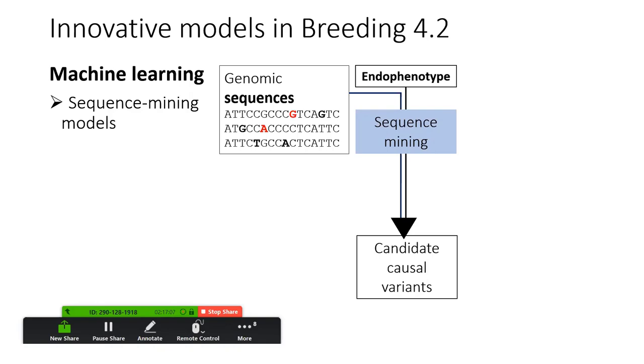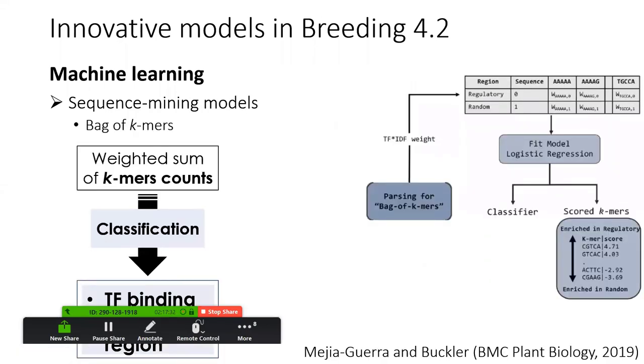And this type of approach could be applied to endophenotypes, where we could select the particular regions that supposedly have an effect on traits such as chromatin openness, transcription factor binding, or gene expression. And by using machine learning methods to mine the sequence, we could detect the sites that are presumably the most likely to have an effect on the prediction.